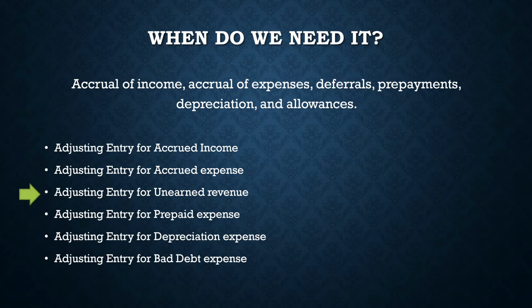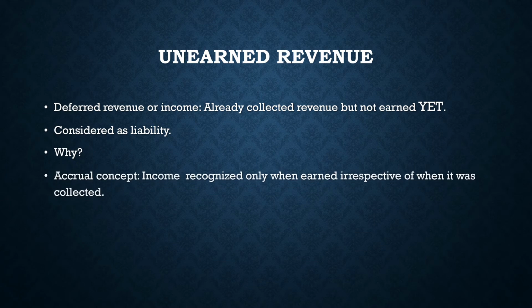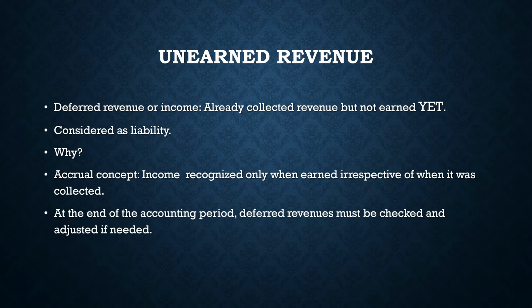Today in this video, I'm going to talk about adjusting entries for unearned revenue. Unearned revenue, also known as deferred revenue or deferred income, represents revenue already collected but not earned yet. It is considered a liability. But why? Following the accrual concept, income is recognized only when earned, irrespective of when it was collected. Thus, at the end of an accounting period, deferred revenue must be checked and adjusted if needed.